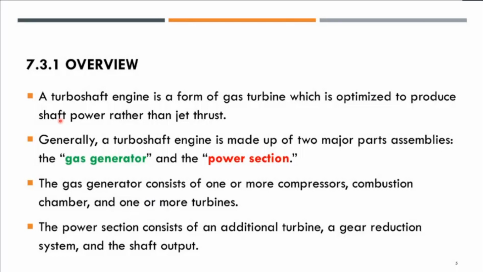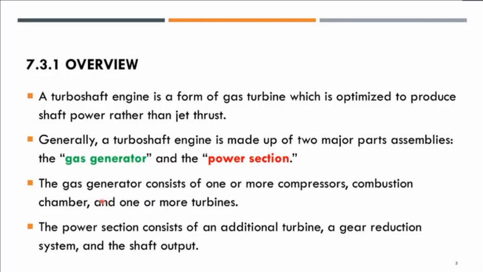Generally, a turboshaft engine is made of two major part assemblies. Of course, the gas generator, and then the second part of the assembly is the power section. Those are the two things that we are going to look into in our lecture today.